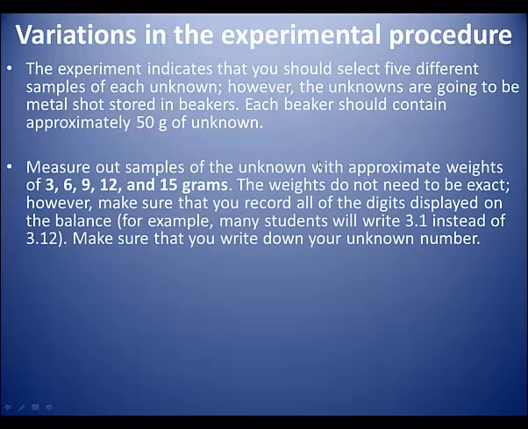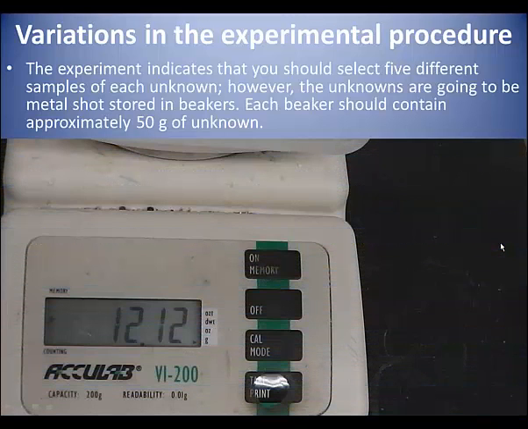You'll measure out the samples of the unknown with approximate weights of 3, 6, 9, 12, and 15 grams. Now, you don't have to be exact with the weights. However, make sure that you record all of the digits displayed on the balance. For example, many students will write 3.1 grams instead of 3.12 grams. Make sure that you write down your unknown number before you start your experiment.